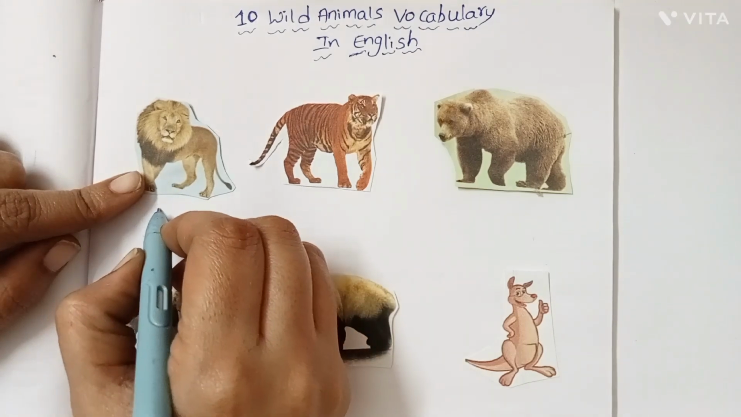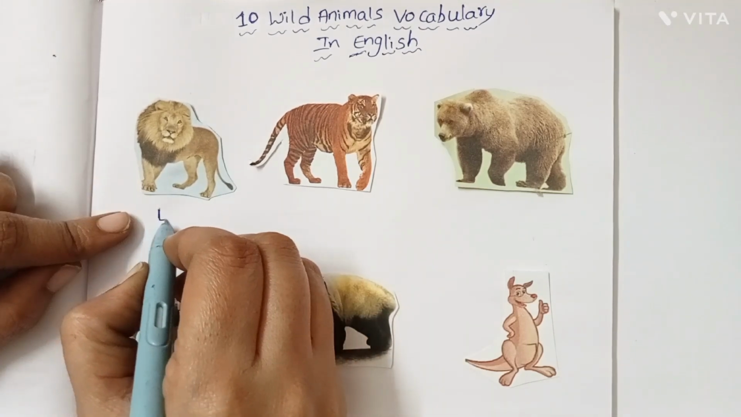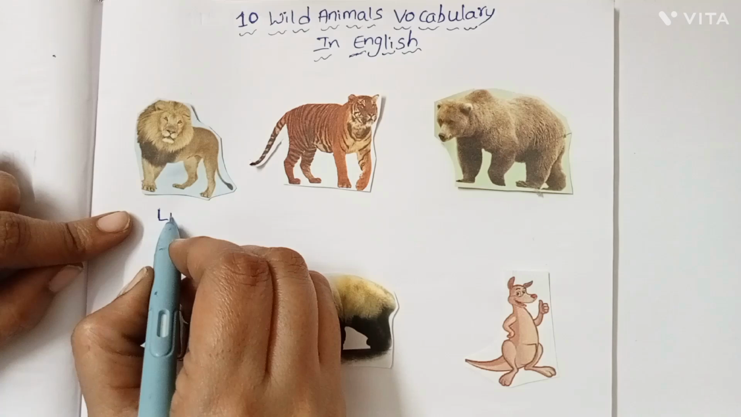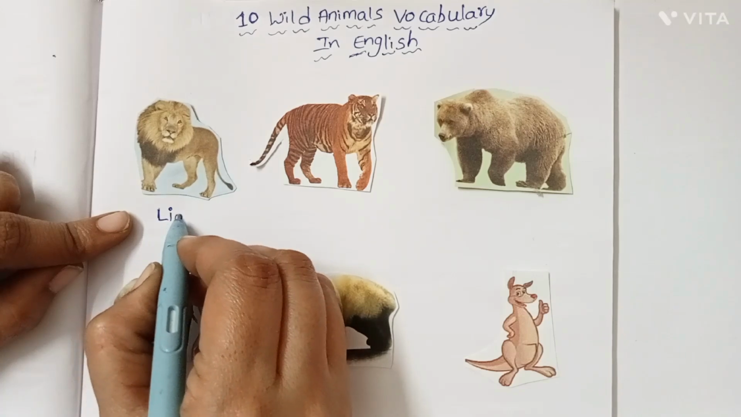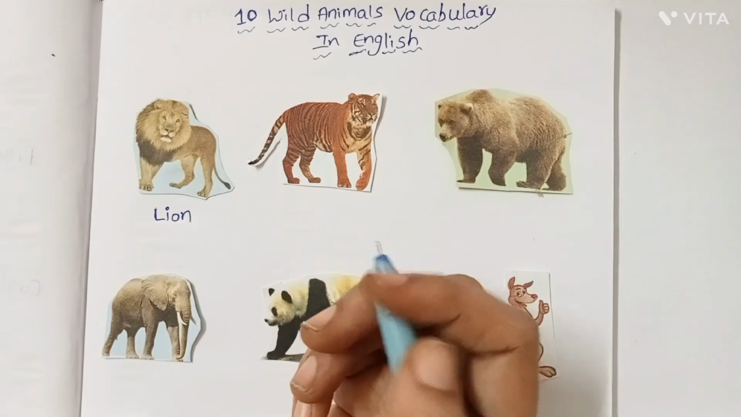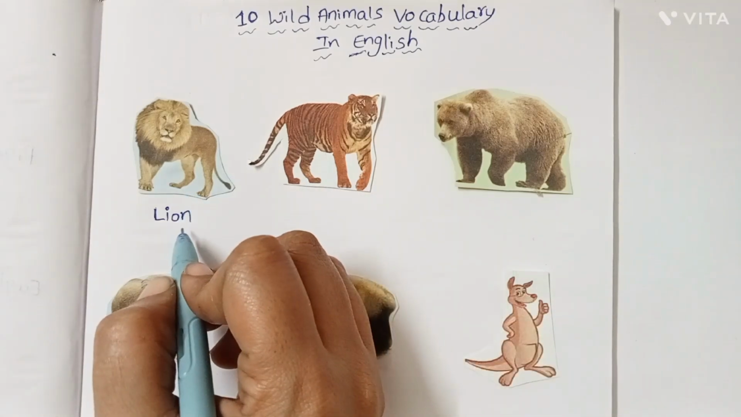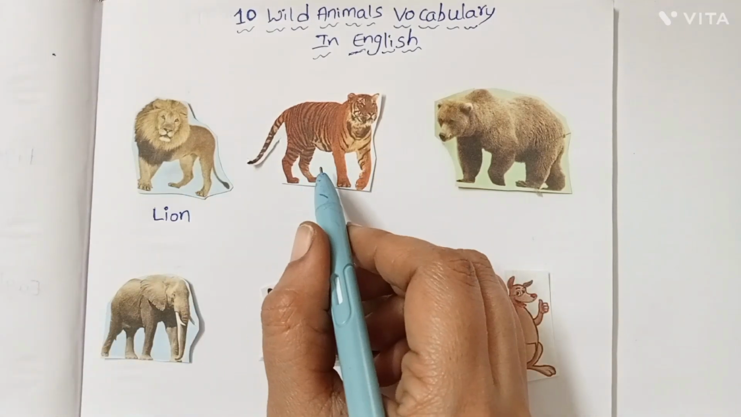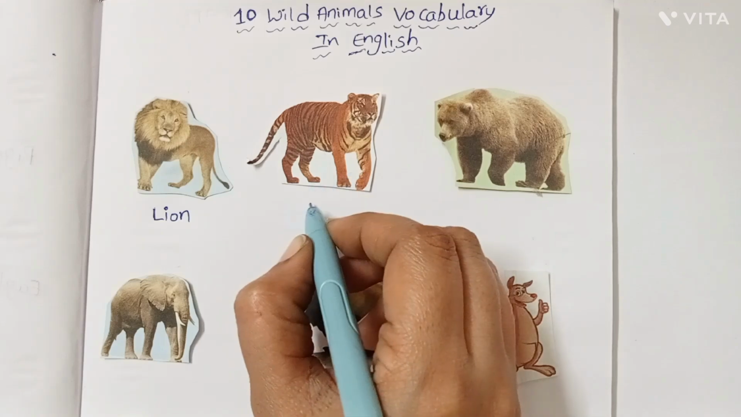Lion. L, I, O, N, lion. Lion, lion. This is tiger.